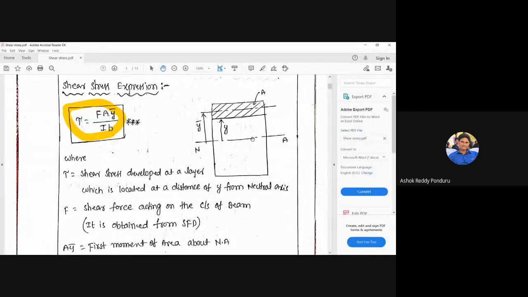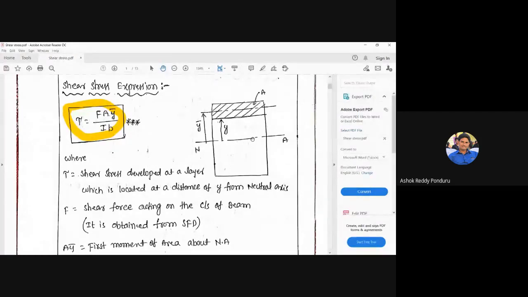Then immediately you may get a doubt here, sir, don't just call tau equal to shear stress. If tau is equal to shear stress, we may get a doubt: the shear stress varies throughout the plane, then where are we going to calculate it? Immediately we can answer: at a particular layer. That layer is located at what distance? Everything we can mention in the tau.